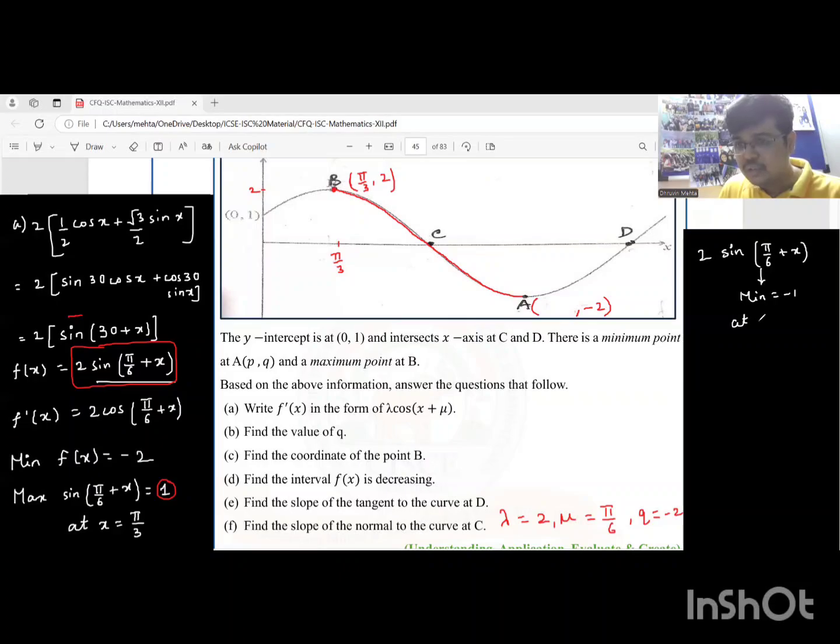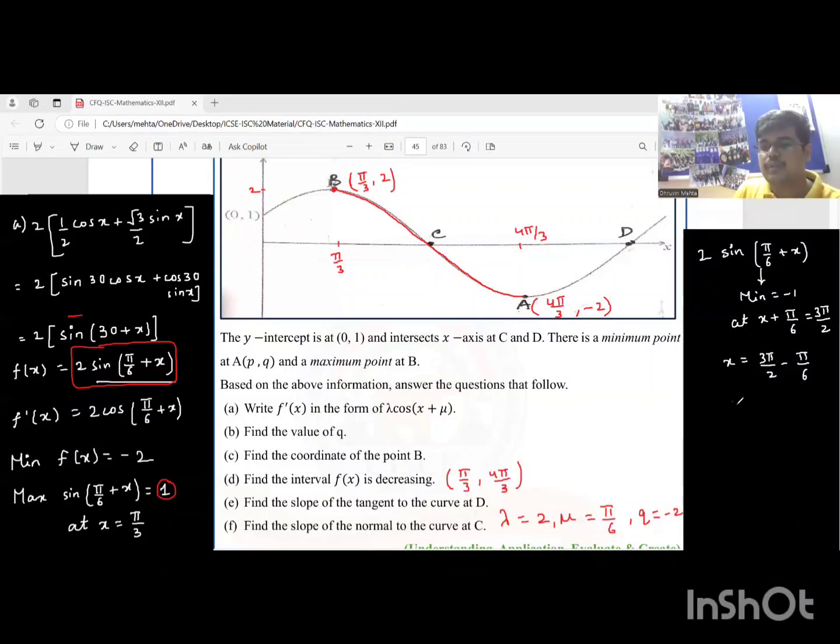So students, this will be minimum when x plus pi by 6 is 3 pi by 2. You find x from here, students. X is equal to 3 pi by 2 minus pi by 6. Take LCM in this. So you multiply and divide this with 3. You will get 8 pi by 6, which is 4 pi by 3. So the x coordinate for this A is 4 pi by 3. So it is decreasing in the interval pi by 3 to 4 pi by 3.